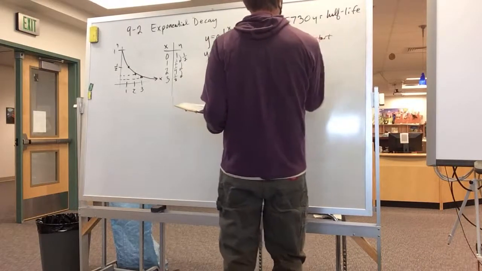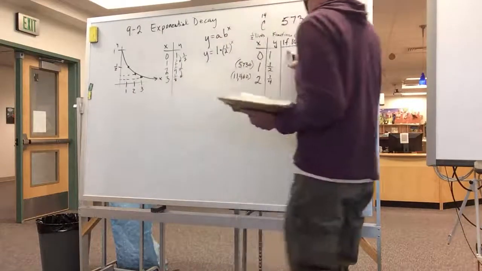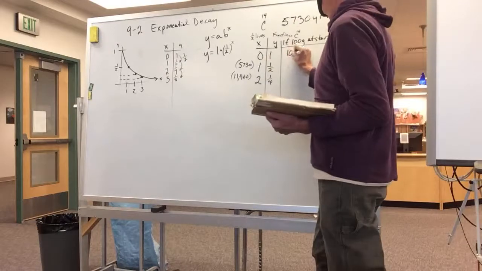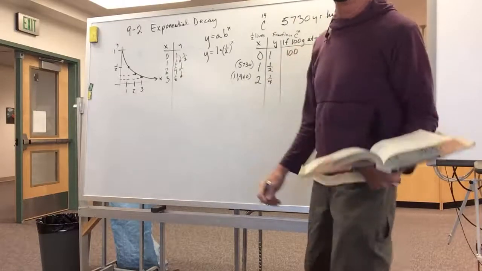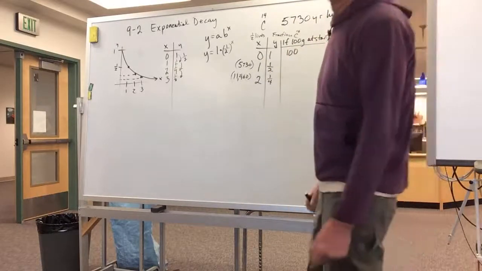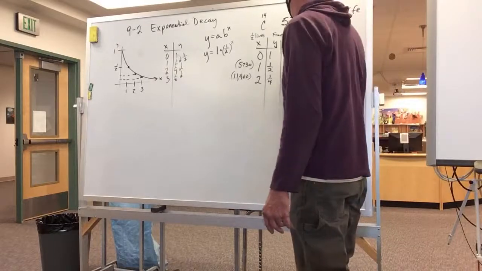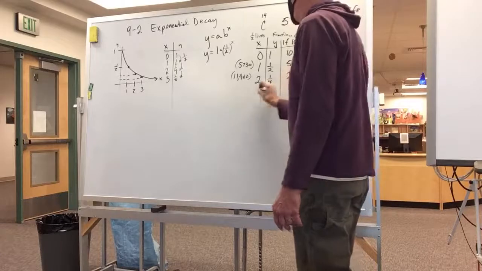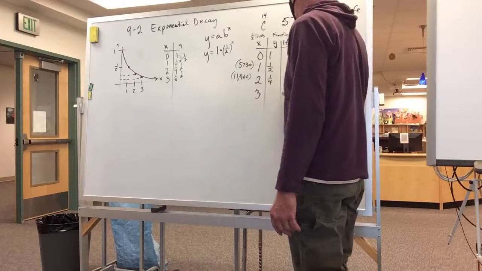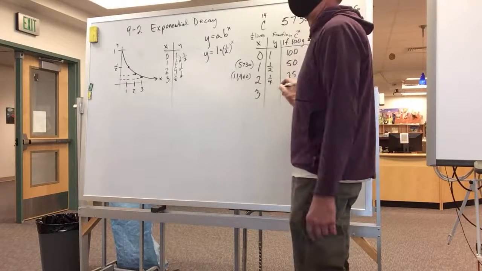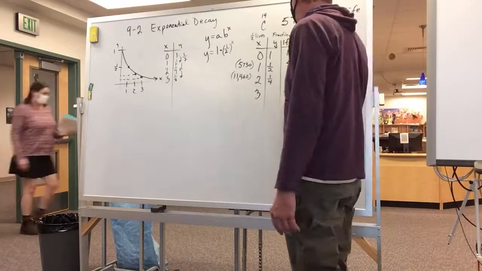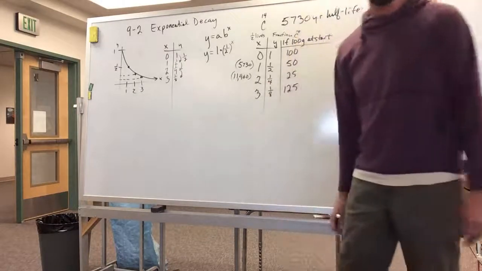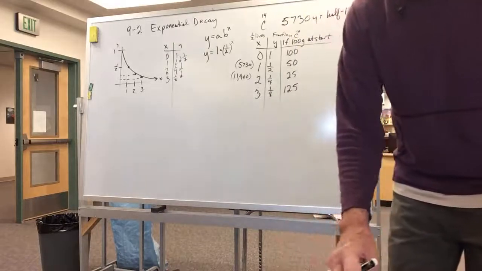Without having to rewrite a whole bunch more, if you have 100 grams at the start, that's right here. How much do you have after a half-life? How many grams? 50. And how many grams will you have after 2 half-lives? 25. And after 3 half-lives? 12 and a half. So you would end up having an eighth of the original amount. We can carry that out for a long, long way.